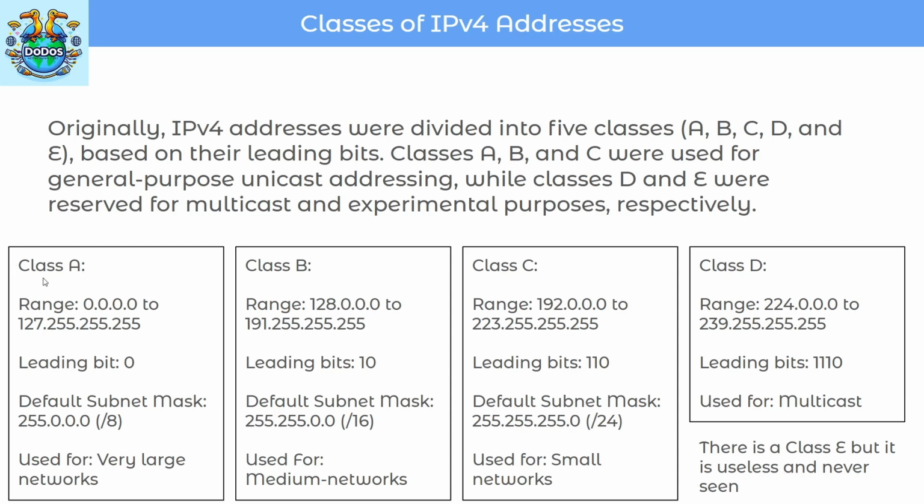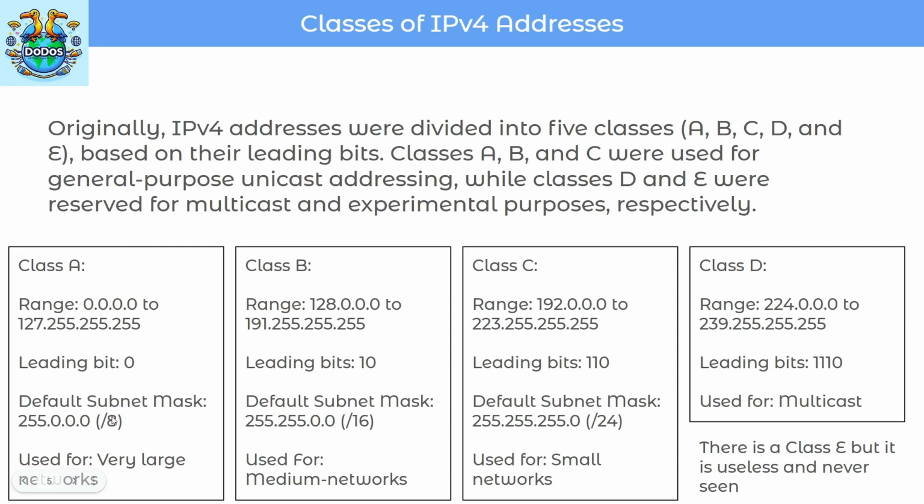So let's cover Class A. Class A has a range from 0.0.0.0 to 127.255.255.255. The leading bit is 0, and the default subnet mask is 255.0.0.0. This also goes by /8.